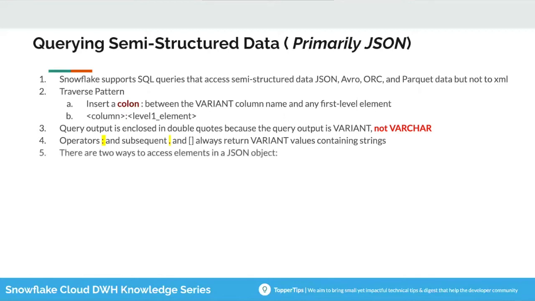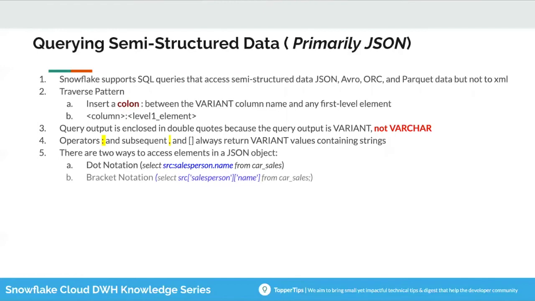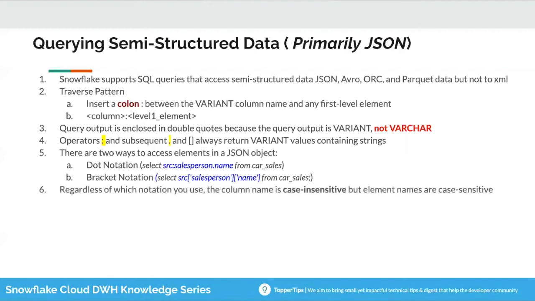There are two ways to access an element in a JSON object: dot notation, as you can see here, salesperson dot name, or bracket notation. Here, salesperson is in a bracket, then another bracket represents the name of the element. Regardless of which notation you use, the column name is case insensitive, but the element names are case sensitive. So the first one is right, the second one is right, but the third one is wrong because salesperson is in caps.